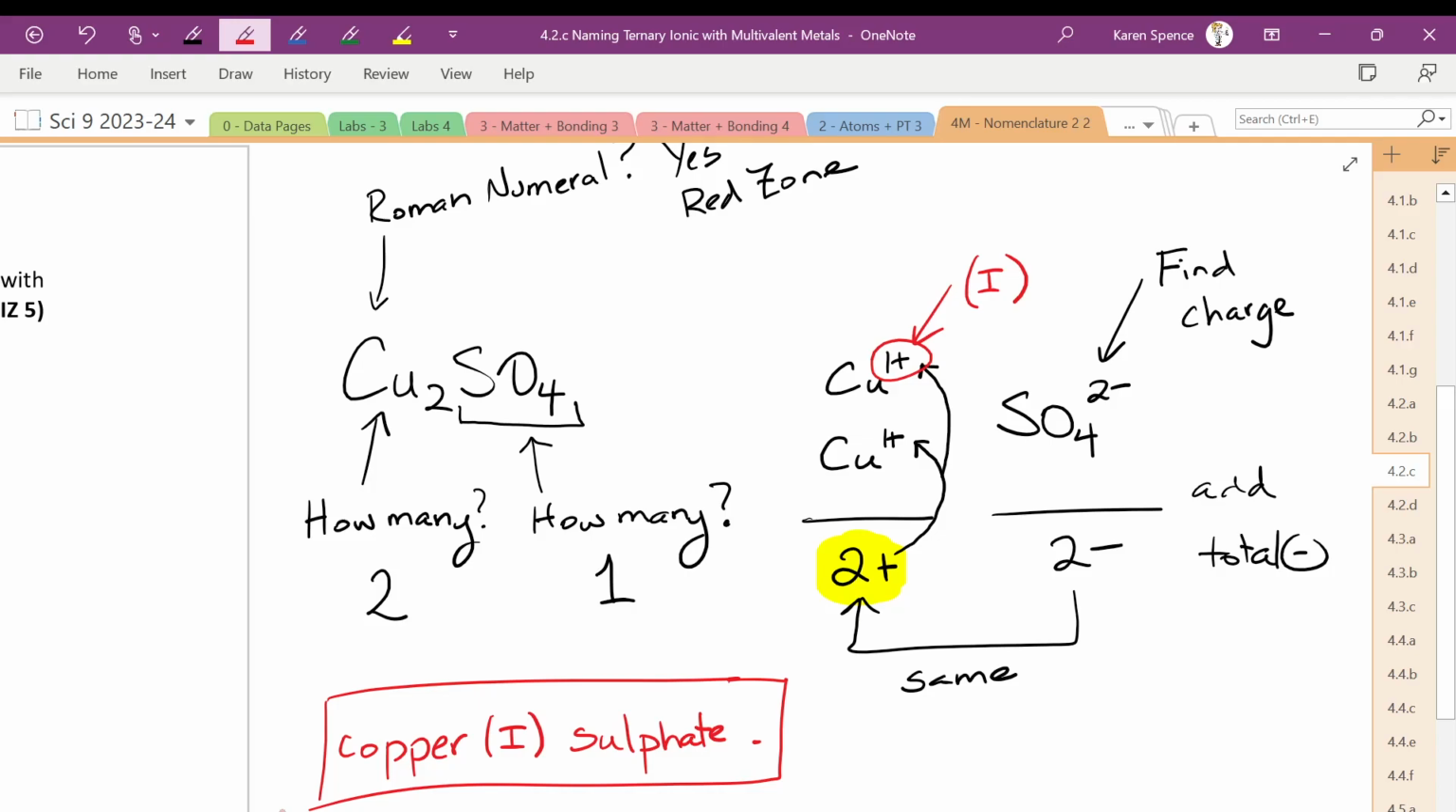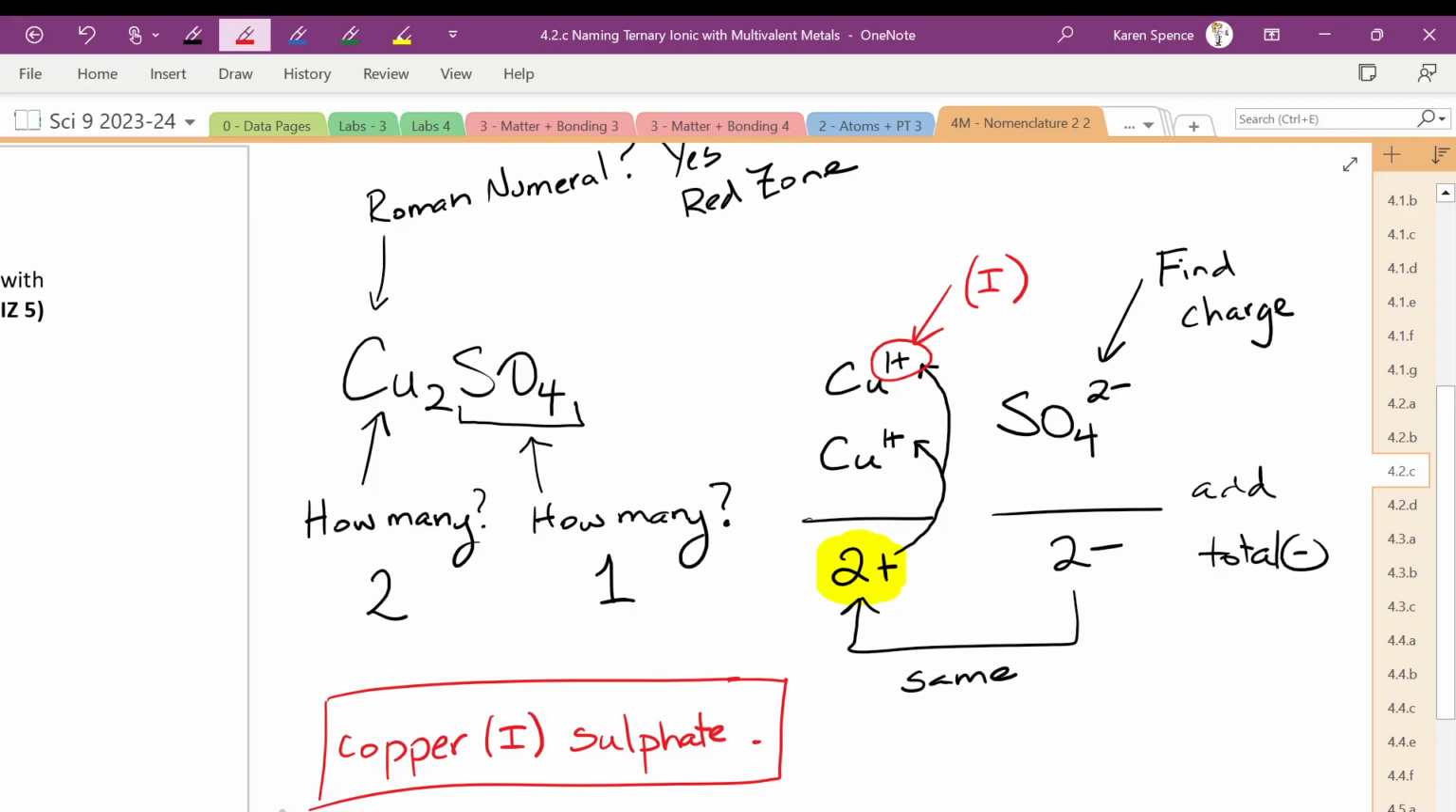Page 57 gives you a little flow chart to say, if I start with a metal or NH4, I am ionic. If it's an ionic compound, you have to decide if you're in the red zone or not, and then you name it normally. Even H2 2 plus is a metal, so it doesn't really matter. And then you have to decide, is it covalent? In which case you will use prefixes.